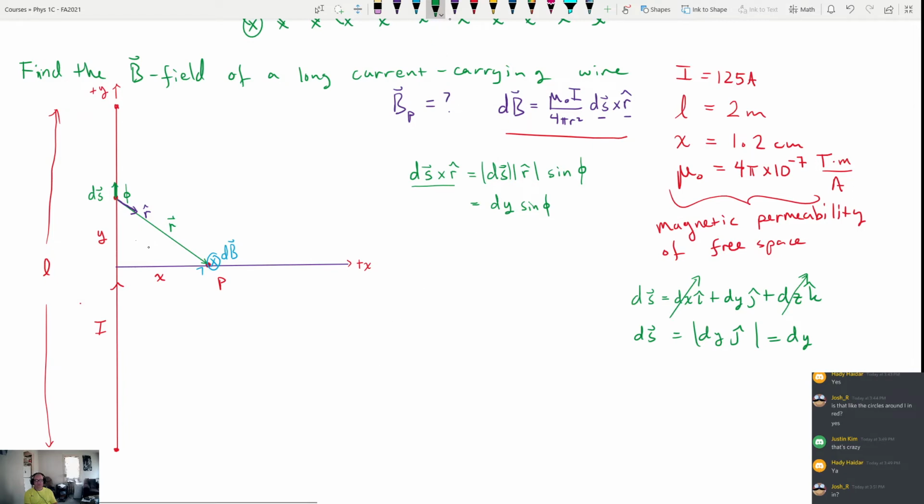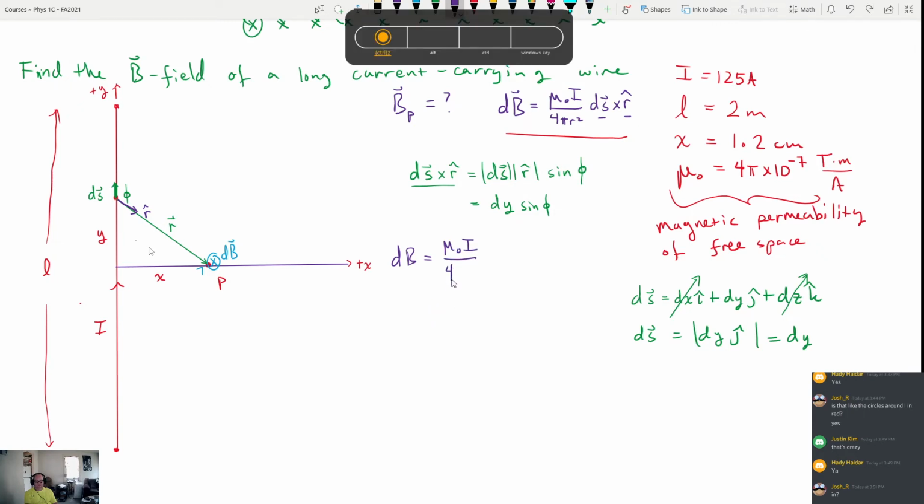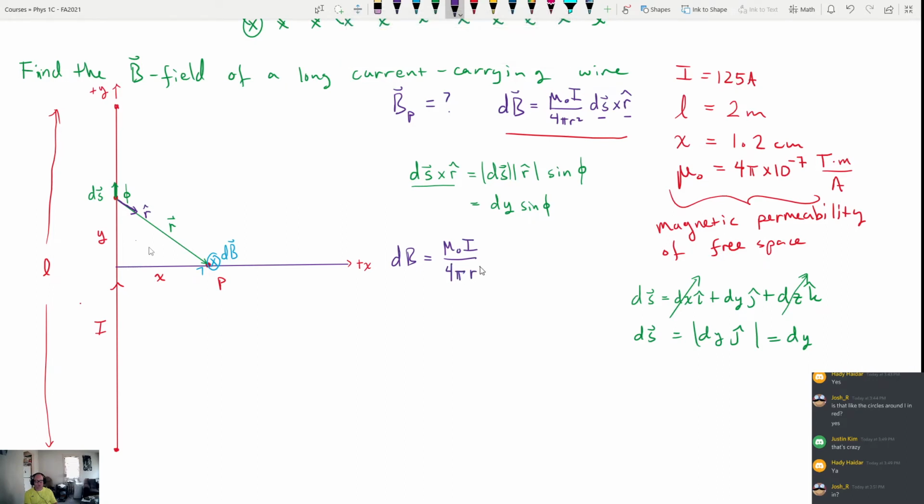Let's go ahead and throw everything together. So now we have dB, which we already know points out of the page, is equal to mu naught I over 4 pi r squared. And then we replace ds cross r hat with dy times the sine of phi. And now we can integrate, except that we need to do a little more work. Before I do that, I'm going to stop for a second because I know I've done a lot so far. Does anyone have any questions?